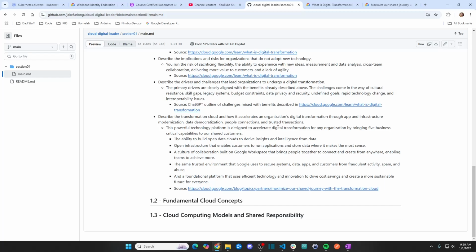That would be the ability to build open data clouds to derive insights and intelligence from data; open infrastructure that enables customers to run applications and store data where it makes the most sense; a culture of collaboration built on Google Workspace that brings people together to connect and create from anywhere, enabling teams to achieve more; the same trusted environment that Google uses to secure systems, data, apps, and customers from fraudulent activity, spam, and abuse; and a foundational platform that uses efficient technology and innovation to drive cost savings and create a more sustainable future for everyone. That was a whole lot of information, and I hope you're still with me.